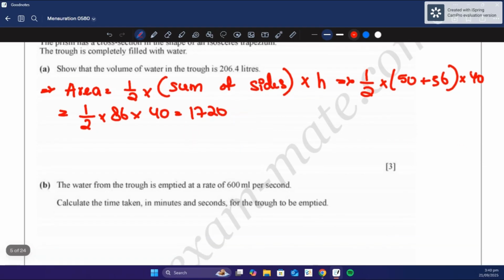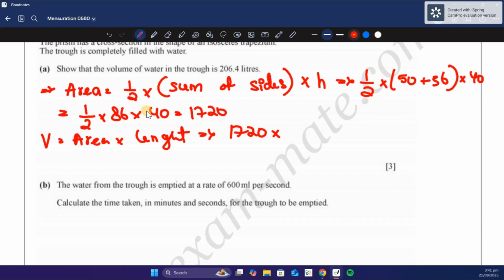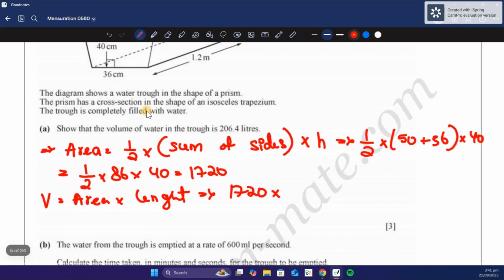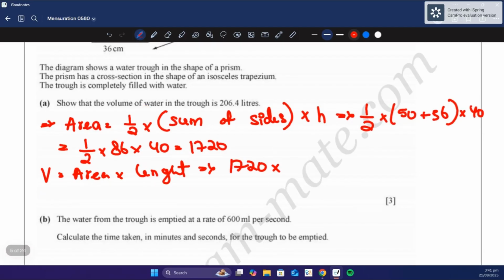Okay, now let's calculate the volume of the prism. So volume would be area, which we just found over here, multiplied by the length, which means 1720 into the length, which is 120. This would give us 206,400, and now we need to convert this into liters.